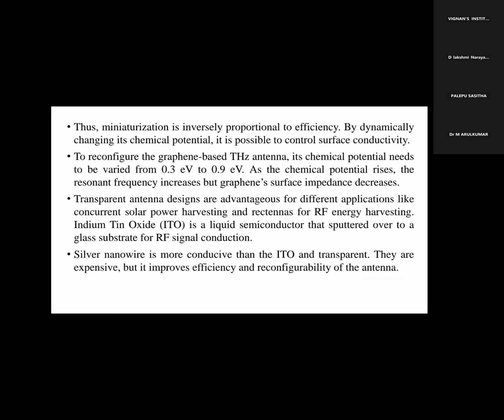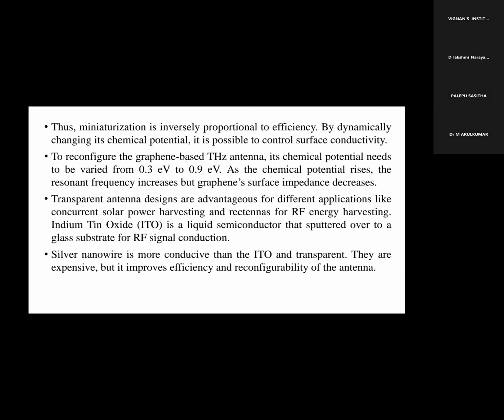By dynamically changing its chemical potential, it is possible to control the surface conductivity. To reconfigure the graphene-based terahertz antenna, the chemical potential needs to be varied from 0.3 electron volt to 0.9 electron volt. As the chemical potential rises, the resonant frequency increases, but the graphene surface impedance decreases.